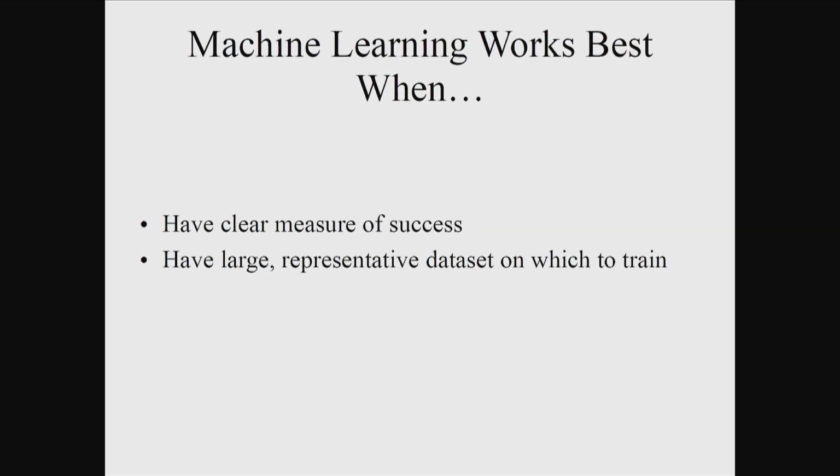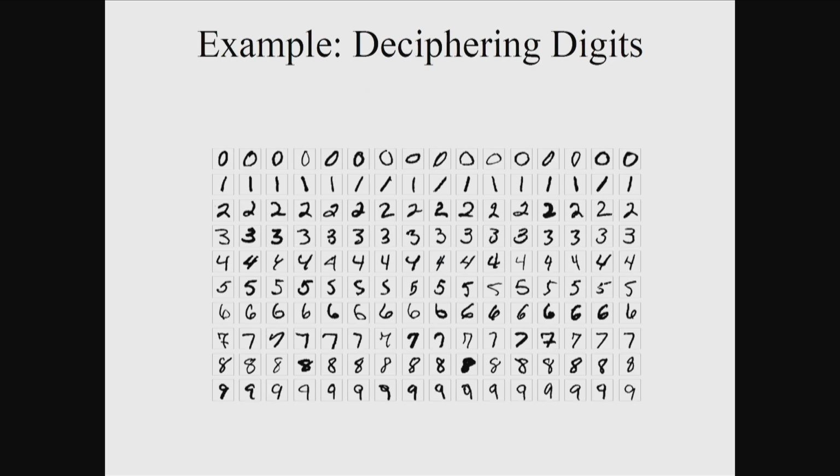Machine learning also works best when we have a good data set. So we need a large representative data set on which to train. There's this famous example of handwritten digits where you can train a neural network to decipher the digits between 0 and 9 with an accuracy of well above 90%. And of course, what's important here is that you have a large data set. It has many different handwriting samples, and many examples of all of the digits, so that the machine can learn over time to recognize the differences between all of them and the key features.